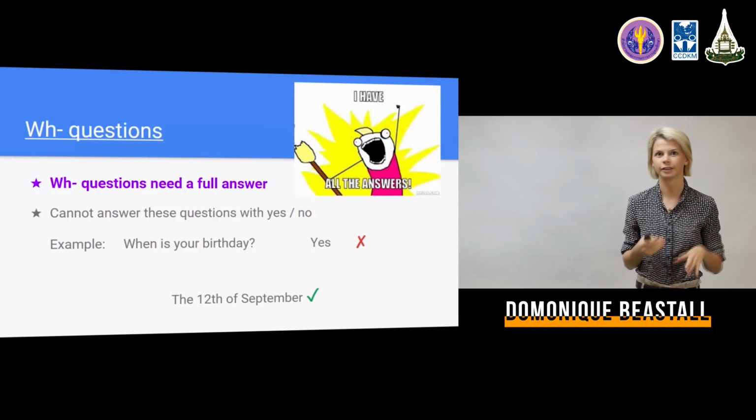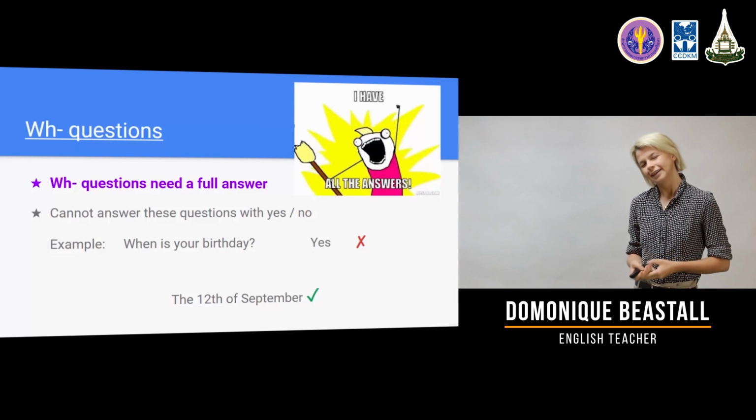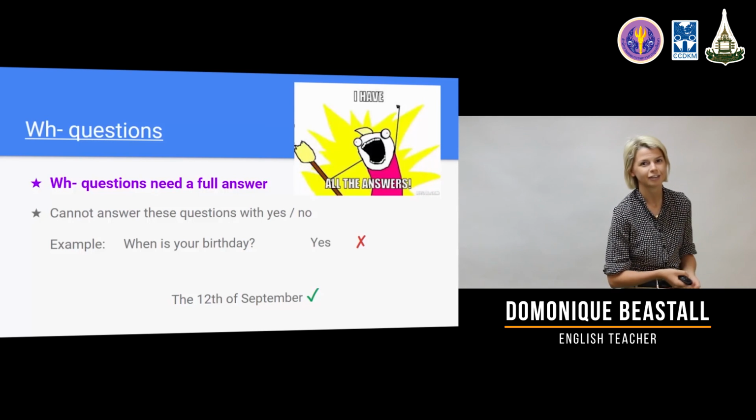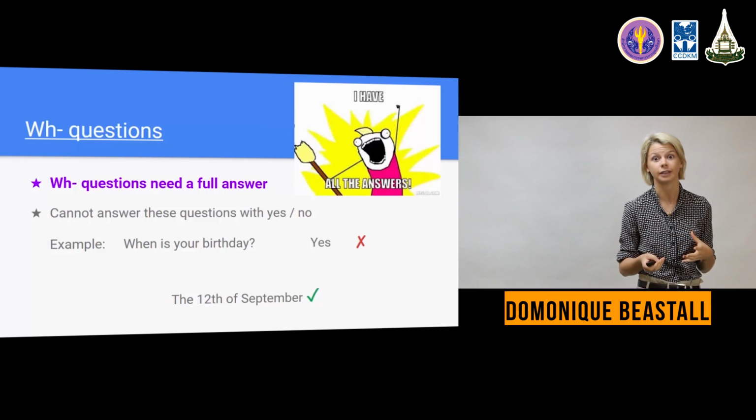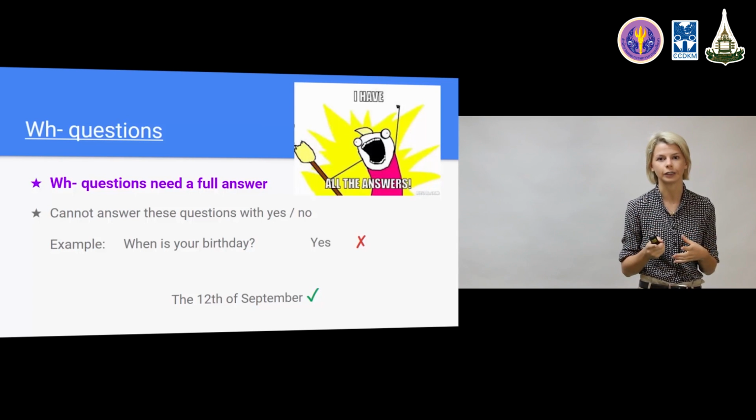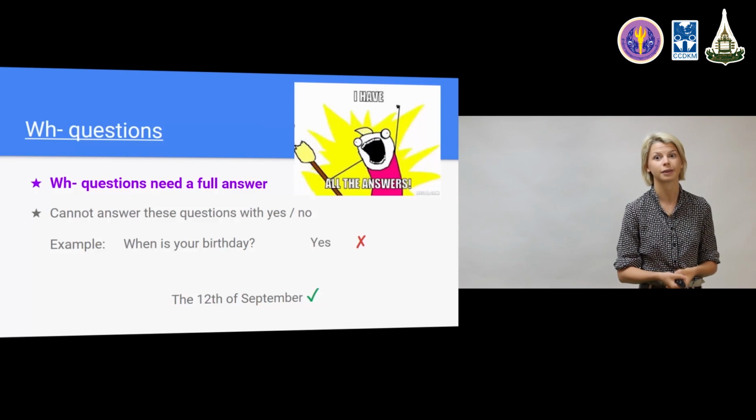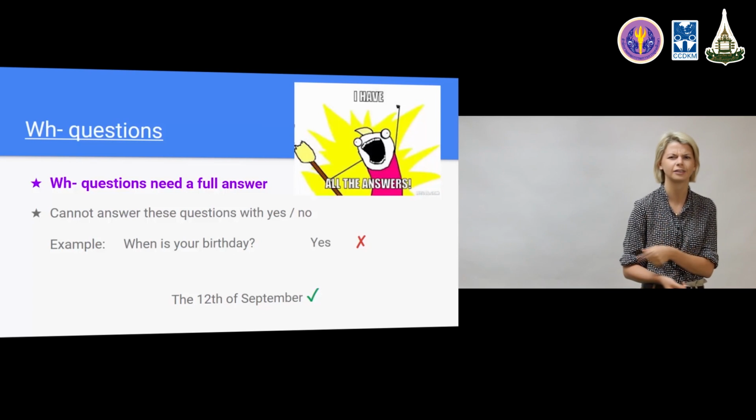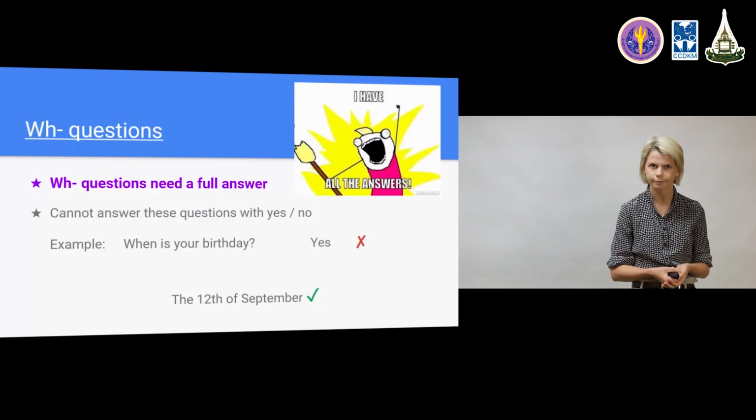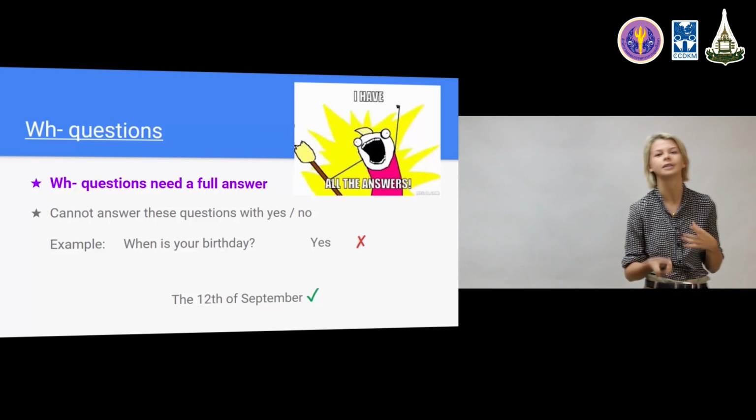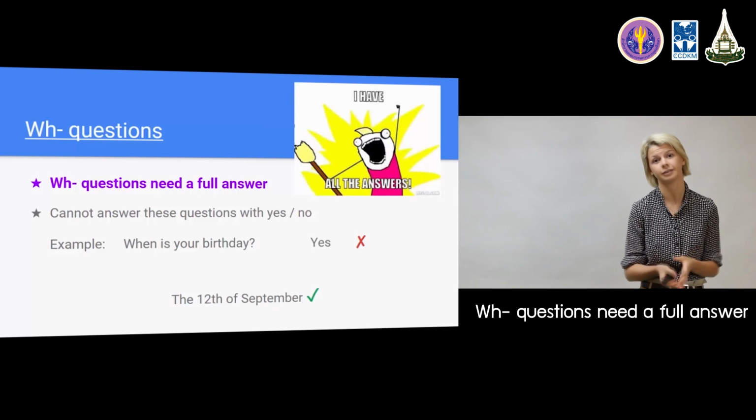So how do we answer a WH question? It's not as easy as a yes-no question. You can't just answer yes or no. Let's have a look at the example. Everybody knows this question. When is your birthday? We cannot answer that with a yes or no. When is your birthday? Yes? No, that doesn't work. We need a full answer. We need to give the information.